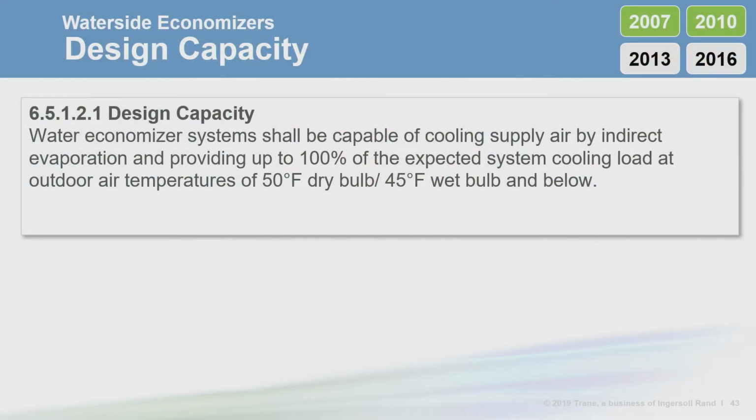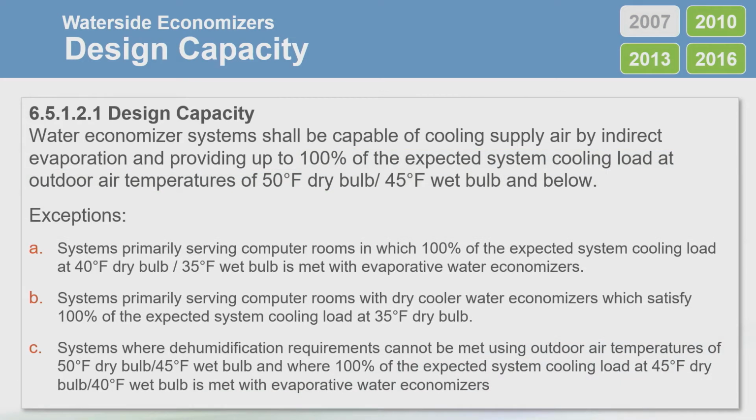All versions of 90.1 state that waterside economizers need to be capable of handling the entire cooling load when outdoor air temperatures are 50 degrees dry bulb and 45 degrees wet bulb and below. This is different than for airside economizers, which are sized to be able to bring in the full design airflow rate on the peak day as outdoor air. Waterside economizers only have to meet the load that the building is expected to need at the 50 dry bulb, 45 wet bulb condition. We'll get into later how we might go about figuring that out.